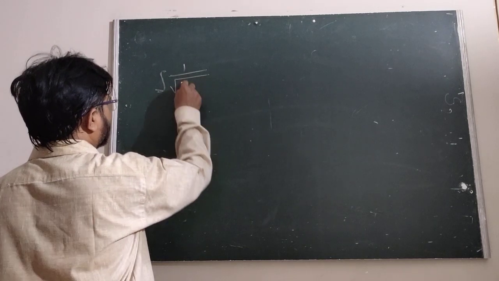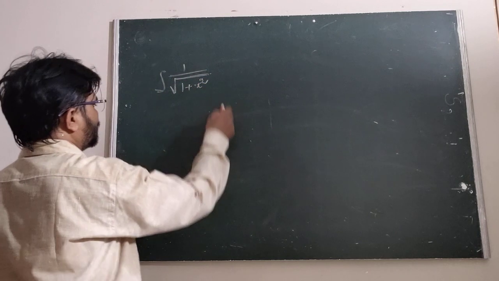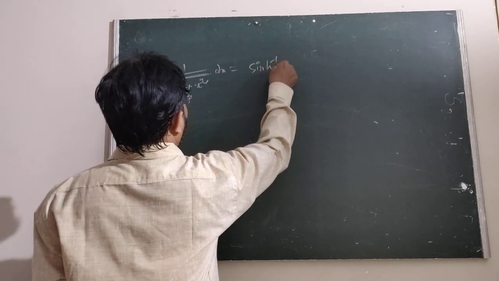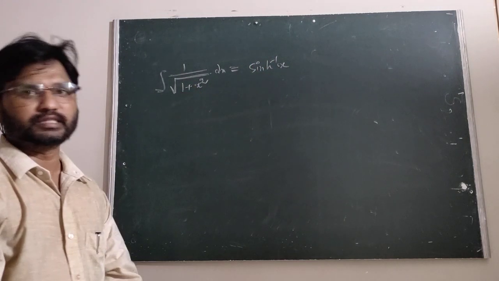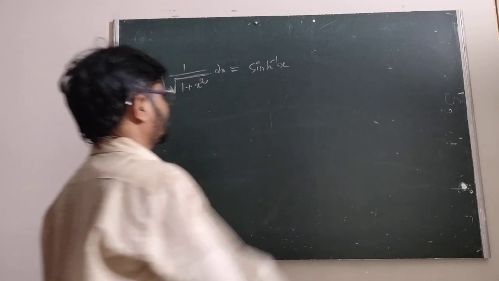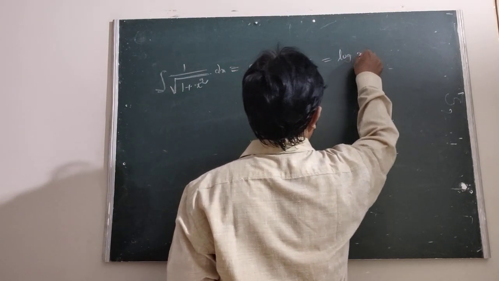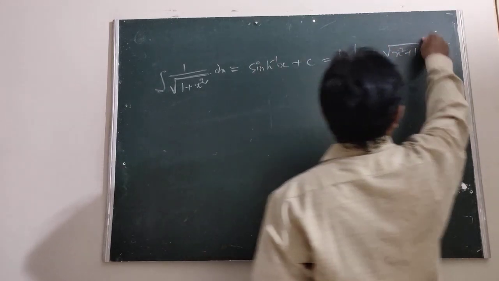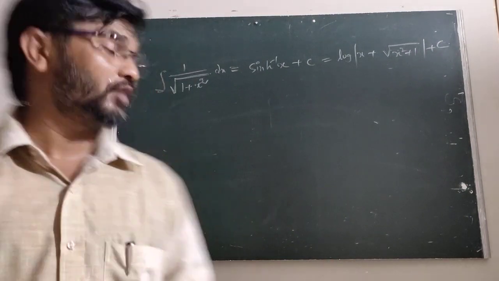Integral of 1 upon under root 1 plus x square dx. This is the sinh inverse of x. The derivative of sinh inverse x is 1 by root of 1 plus x square, plus c. Now this will be log of x plus under root x square plus 1, plus c. That is log mod of x plus root of x square plus 1.